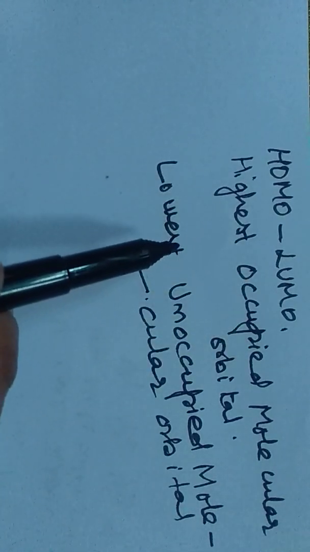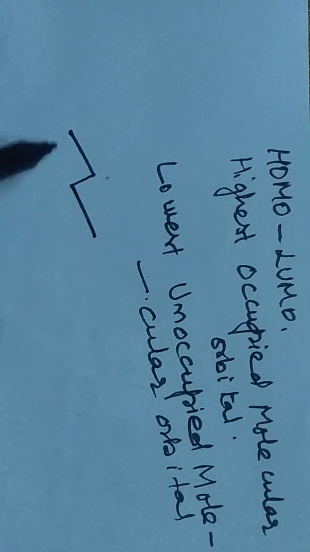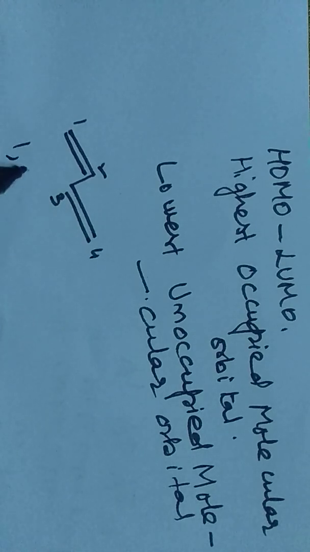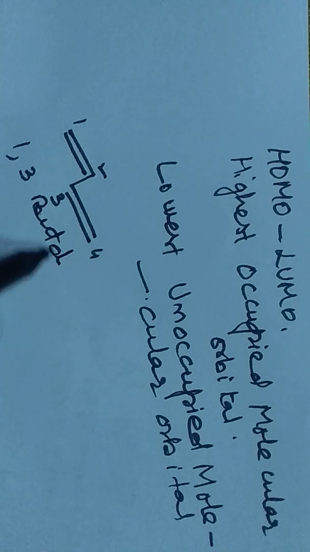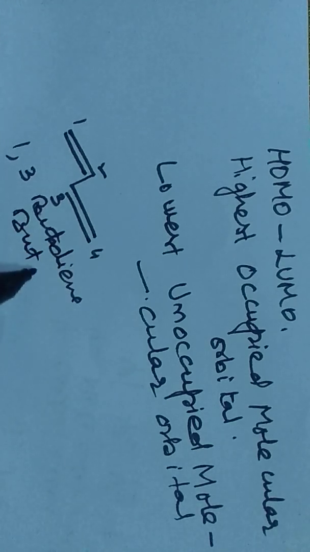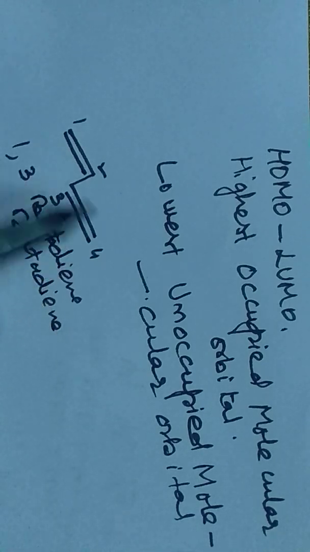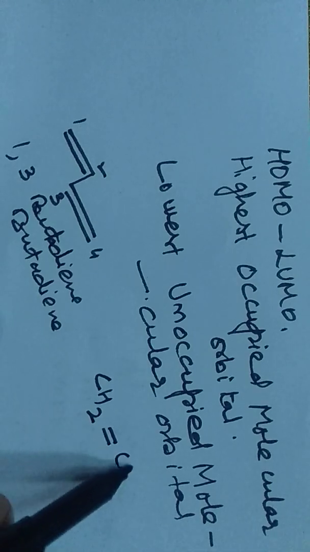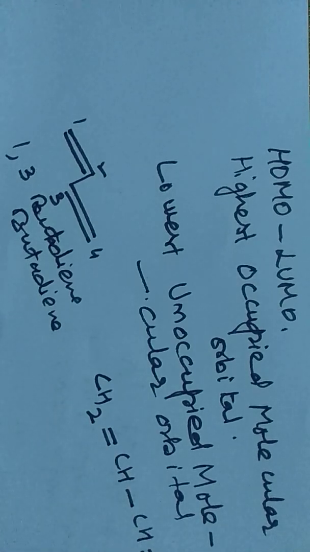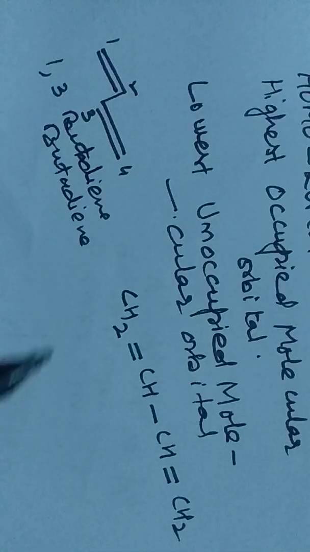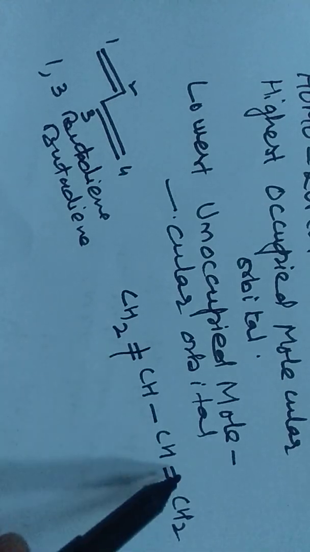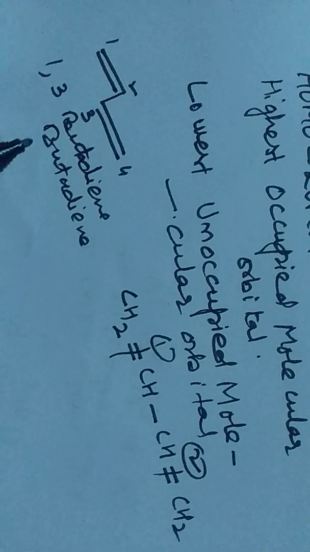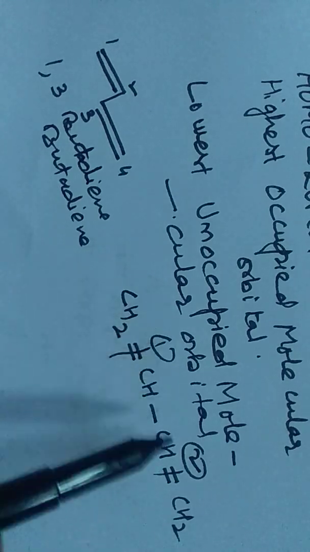We take the example of 1,3-butadiene. This is our 1,3-butadiene. We can also write this 1,3-butadiene like this. In 1,3-butadiene, there are two pi bonds. This is the first one and this is the second one, each made up of two p orbitals.